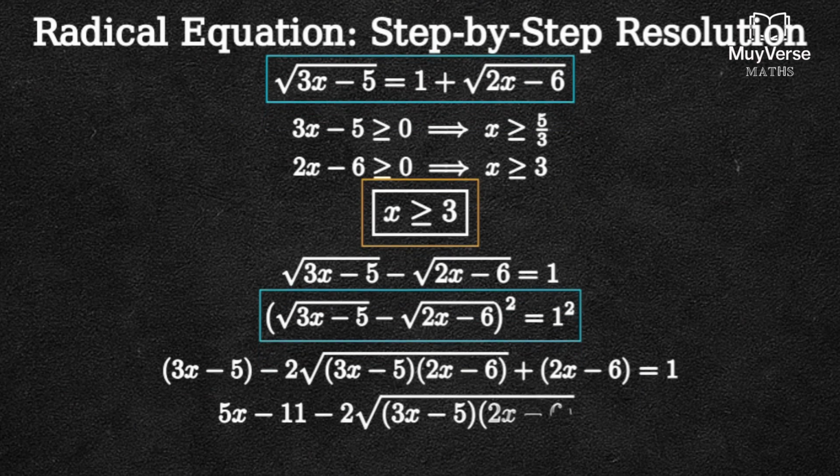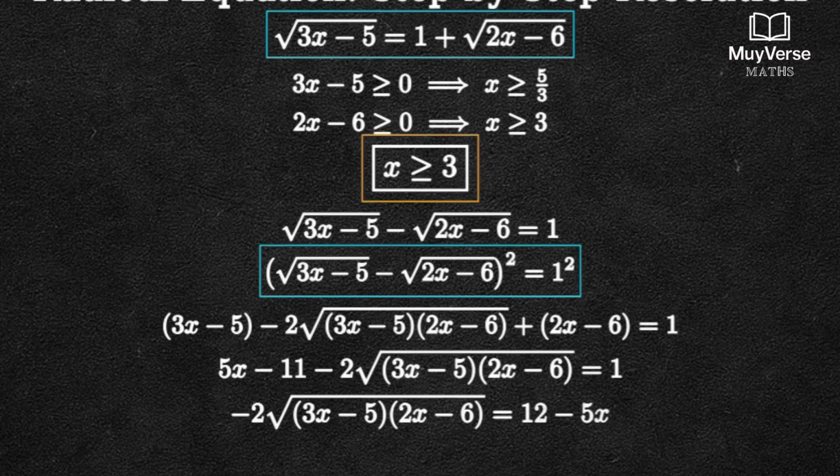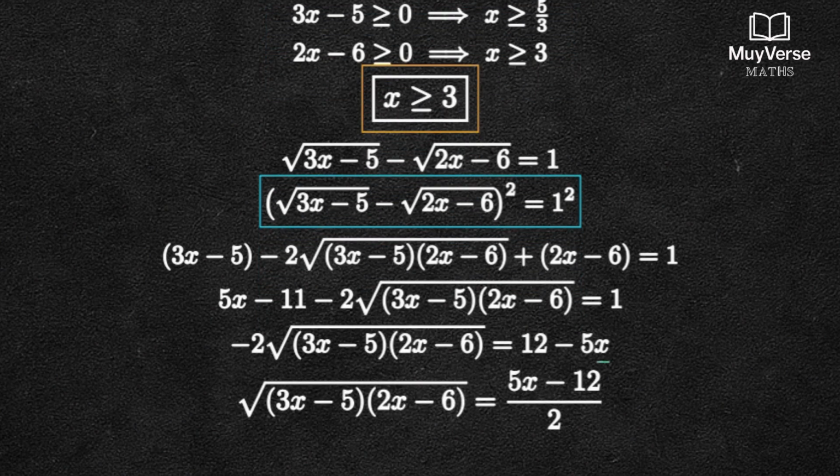Combine like terms to get 5x minus 11 minus 2 times the square root of the product 3x minus 5 times 2x minus 6 equals 1. Isolate the remaining radical and divide by negative 2. Step 3. Square again to remove the last radical.